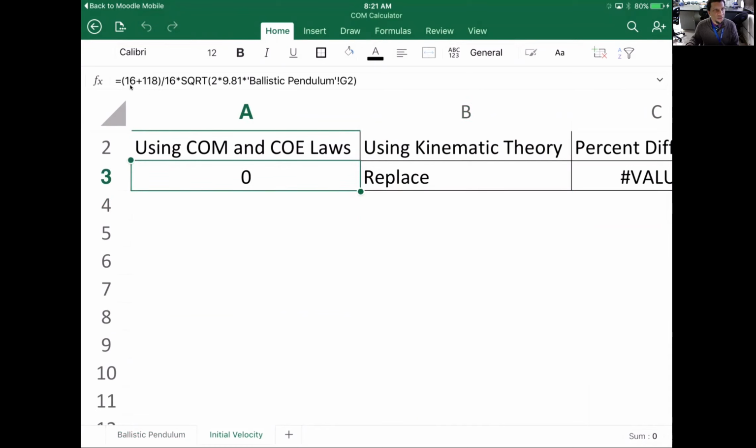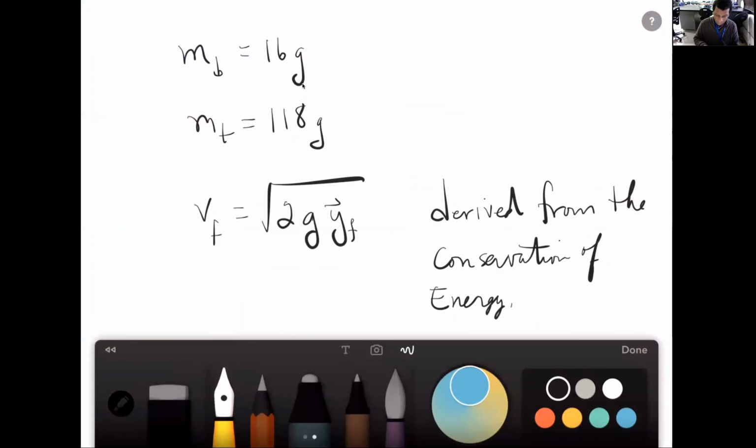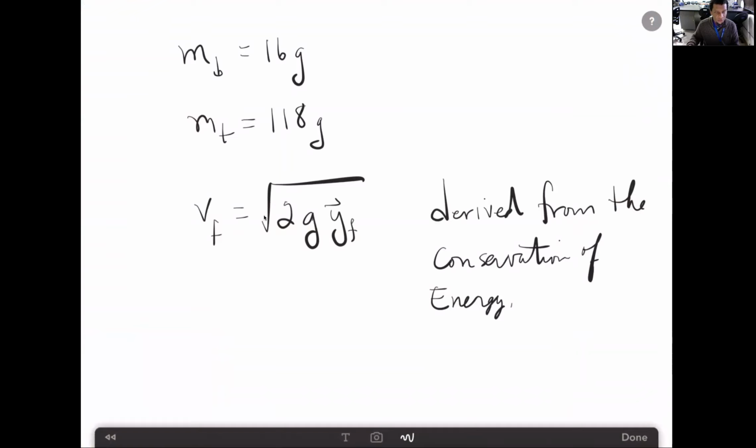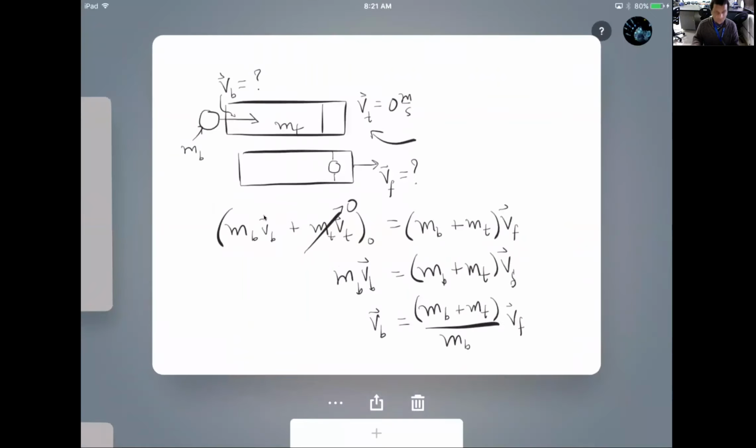So you see we have our 16 grams plus our 118 grams divided by 16 times the square root of 2 times 9.8 times the height of the ballistic pendulum. And that's going directly back to our law here. So we have this velocity here. Once we're done with this velocity, we're just going to put it into this equation right here. So you see this velocity. So we can just put those two together.